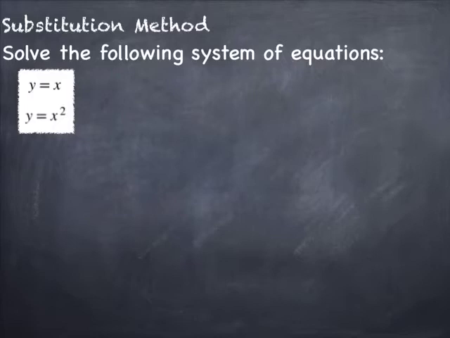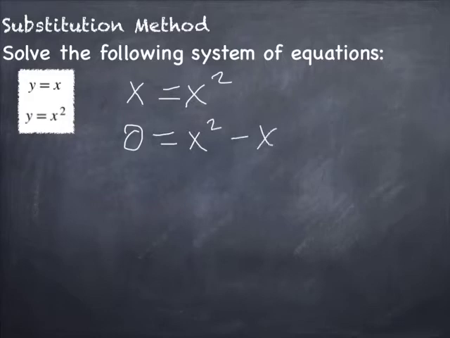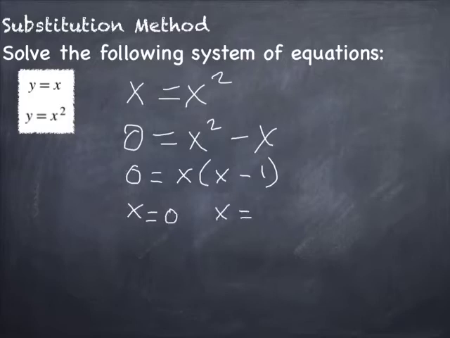So what we're going to do is, since y equals x, I can substitute y in for x. Sorry, x in for y. So, x equals x squared. Now in order to solve this, I need to move everything over to one side and set it equal to 0. So 0 equals x squared minus x, and we can factor this. 0 equals x times x minus 1, and this gives us two values, x equals 0 and x equals 1.